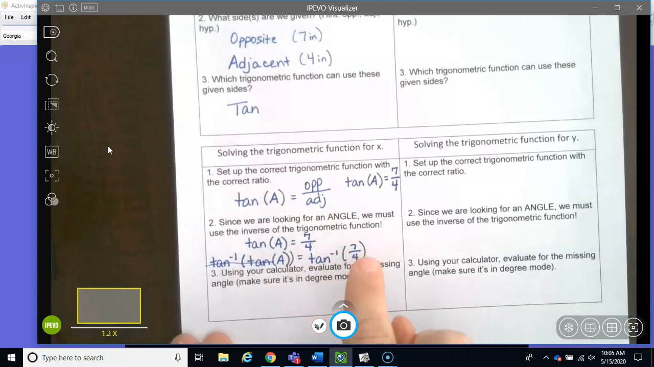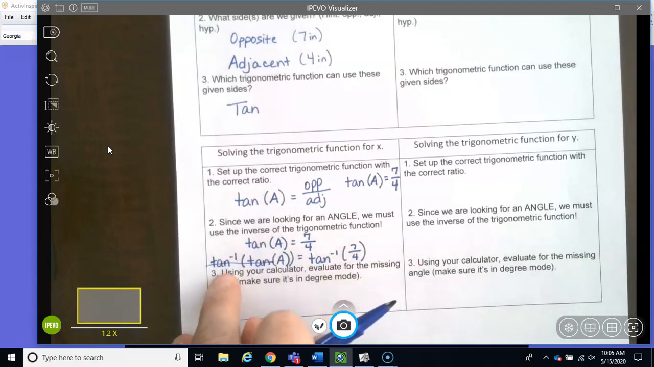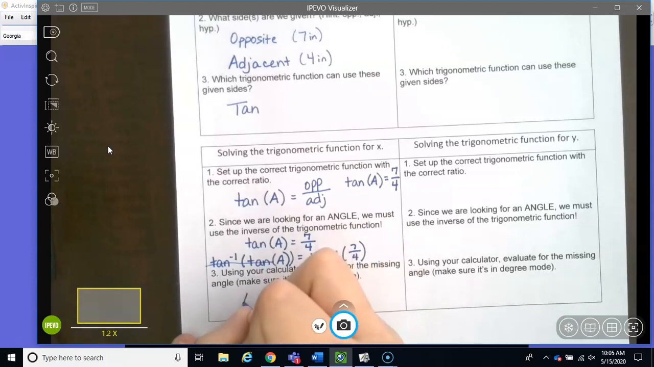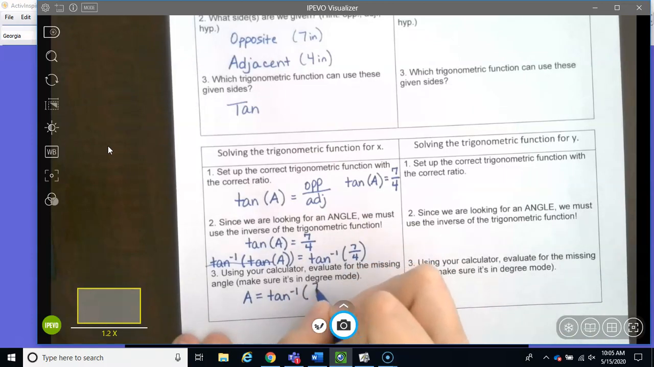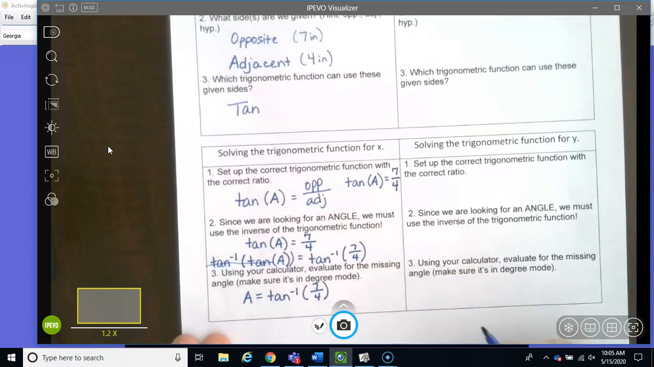And whatever you do to one side, you've got to do to the other. So since we took the tangent inverse of this side, we have to take the tangent inverse of 7/4. So now our equation is A, because we got A by itself, equals the tangent inverse of 7/4. And this is what we're going to have to enter into our calculator.